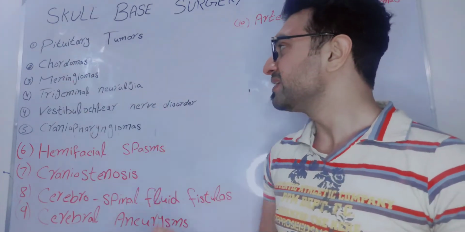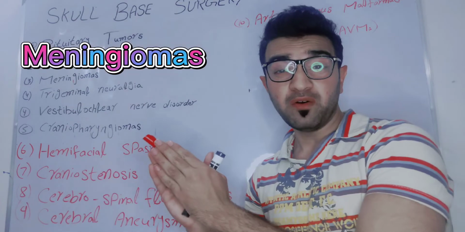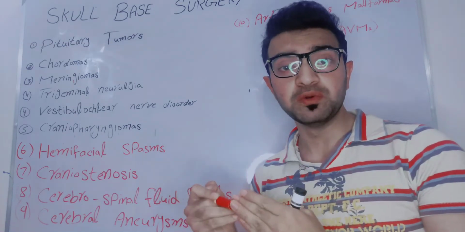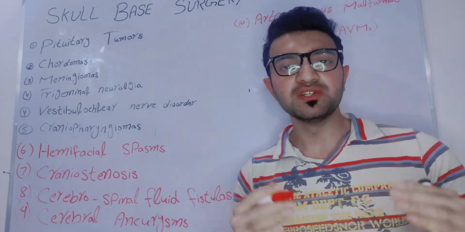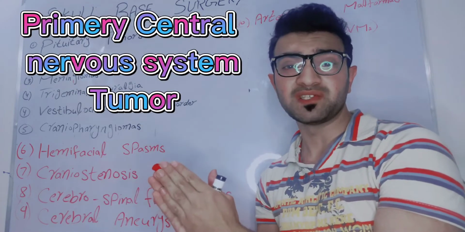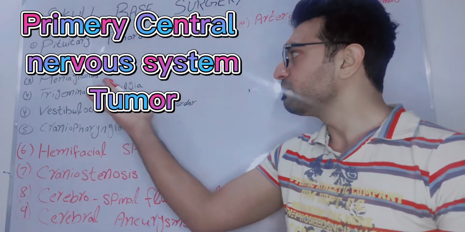The third one is meningiomas. This type of surgery we perform for primary central nervous system tumors. In this type of condition, some tumors are produced in the primary central nervous system. So for that we perform the surgery.